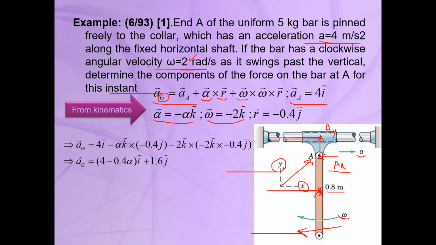So now we can substitute this given data in the equation for AG, and we can obtain that AG is equal to this term. This is the acceleration of point A. This is the unknown angular acceleration for the bar. This is the R. This is omega, and finally again R.